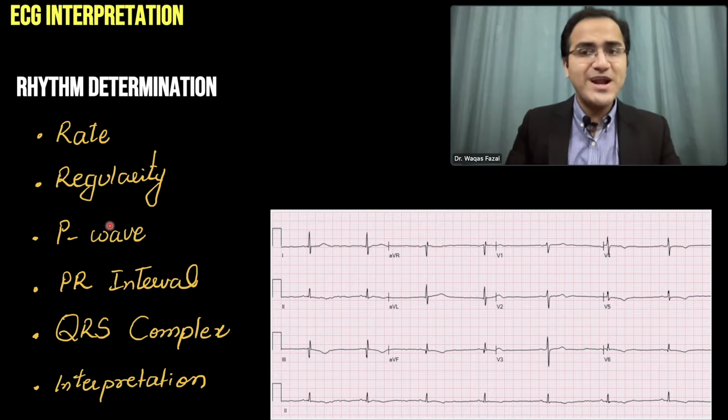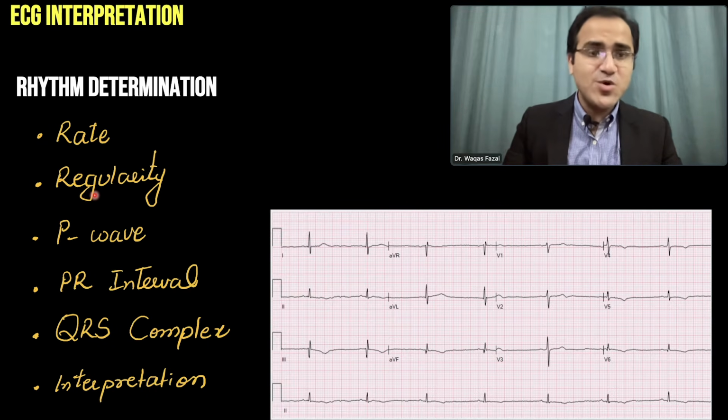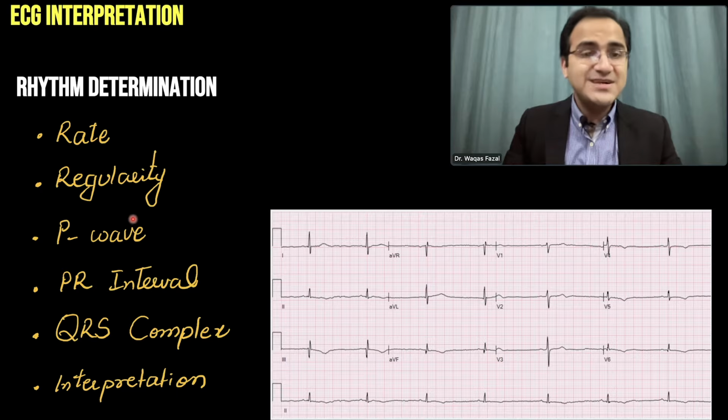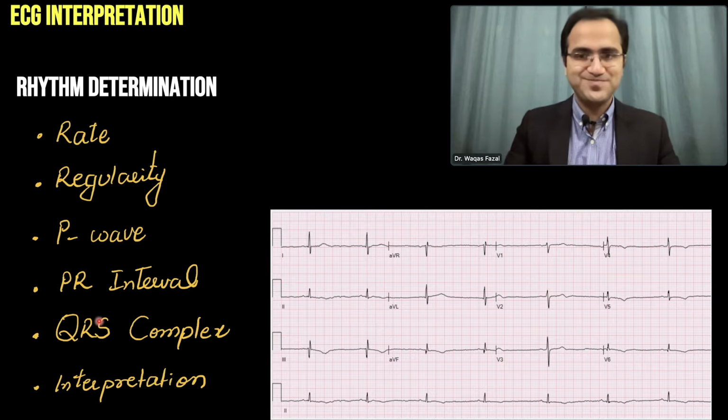In my previous video, I talked about how to calculate rate, how to assess regularity of ECG rhythm. Now, in this video, I'll be discussing the abnormalities in P waves, the PR interval calculation, and how to assess a QRS complex. At the end of this video, we'll be solving some very important and high yield ECGs.